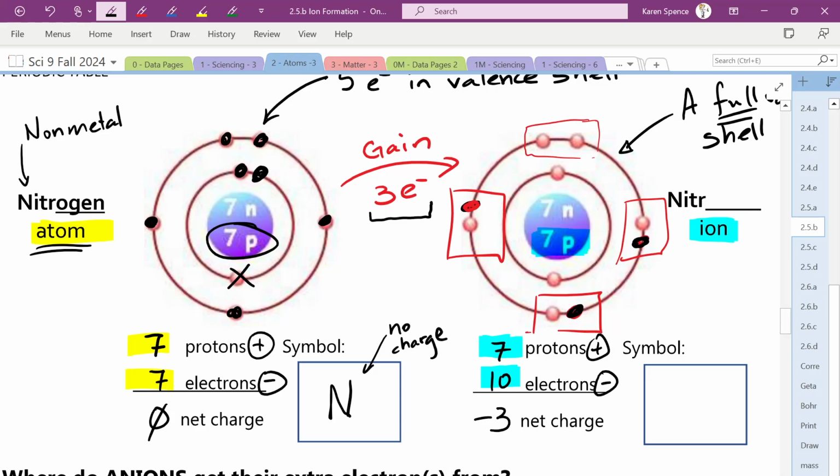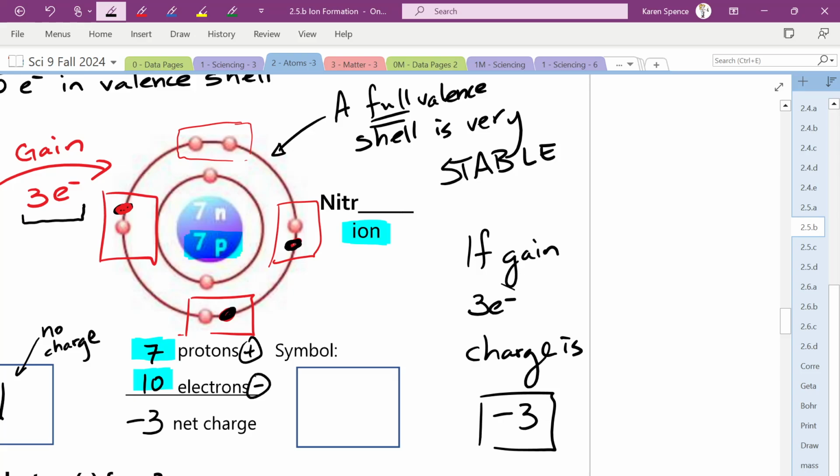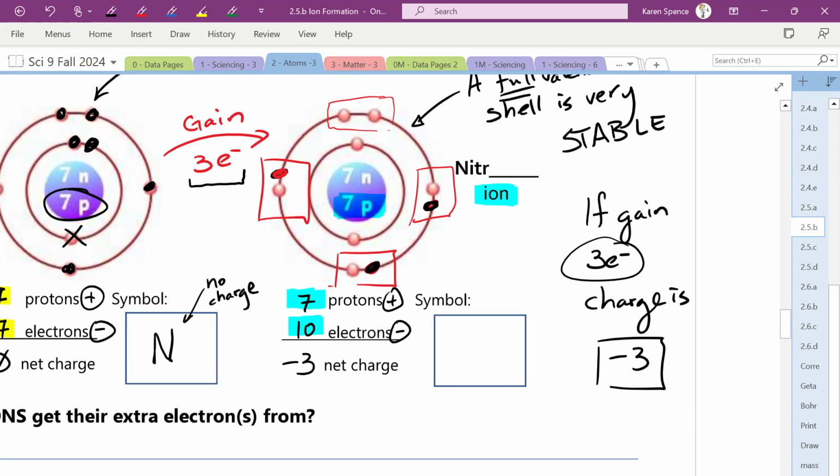So do you see how you can find the charge 2 different ways? You can say, if I have more electrons than protons, I end up with a negative charge. Or I can just say, if I gain 3 electrons, my charge is 3 negative. So how would we write the symbol for this ion? We would still write the letter N. And what do we write up at the top right? 3 minus. If you write N minus 3, that is also okay.